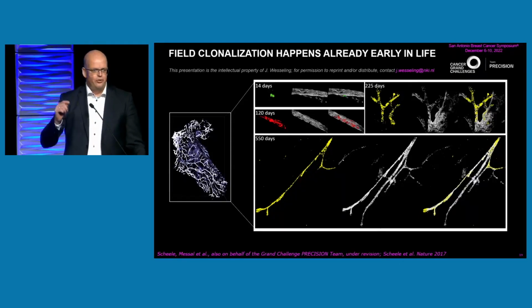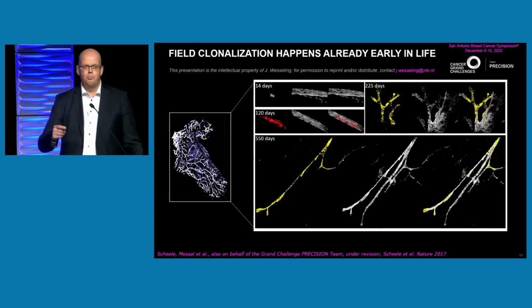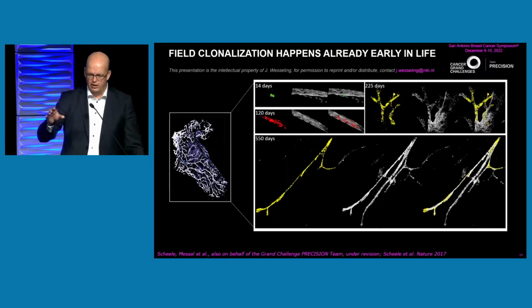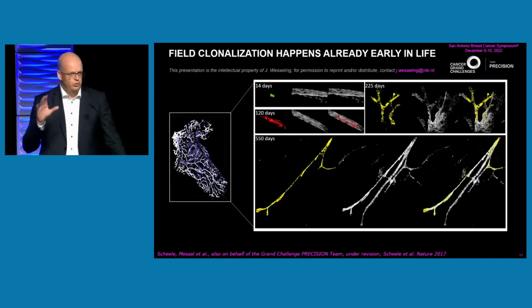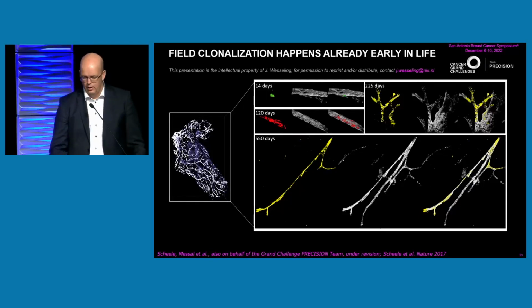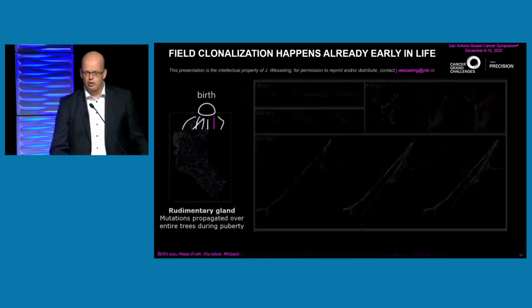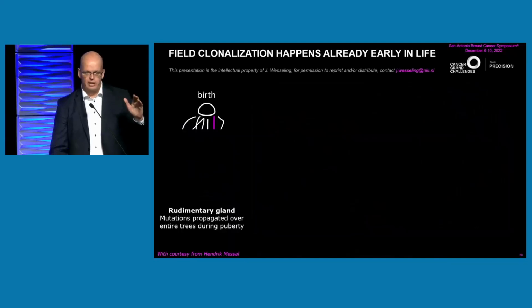We know that mutations in the mammary gland can already occur very early in life, and that they are propagated, as is shown in these pictures, using a confetti construct over an entire segment, once this mutation occurs very early in life, during embryogenesis, for example, putting this segment at risk, generating a so-called sick lobe. And schematically simplified, you see that over here as well, where you have a rudimentary gland where mutations can propagate over an entire tree.